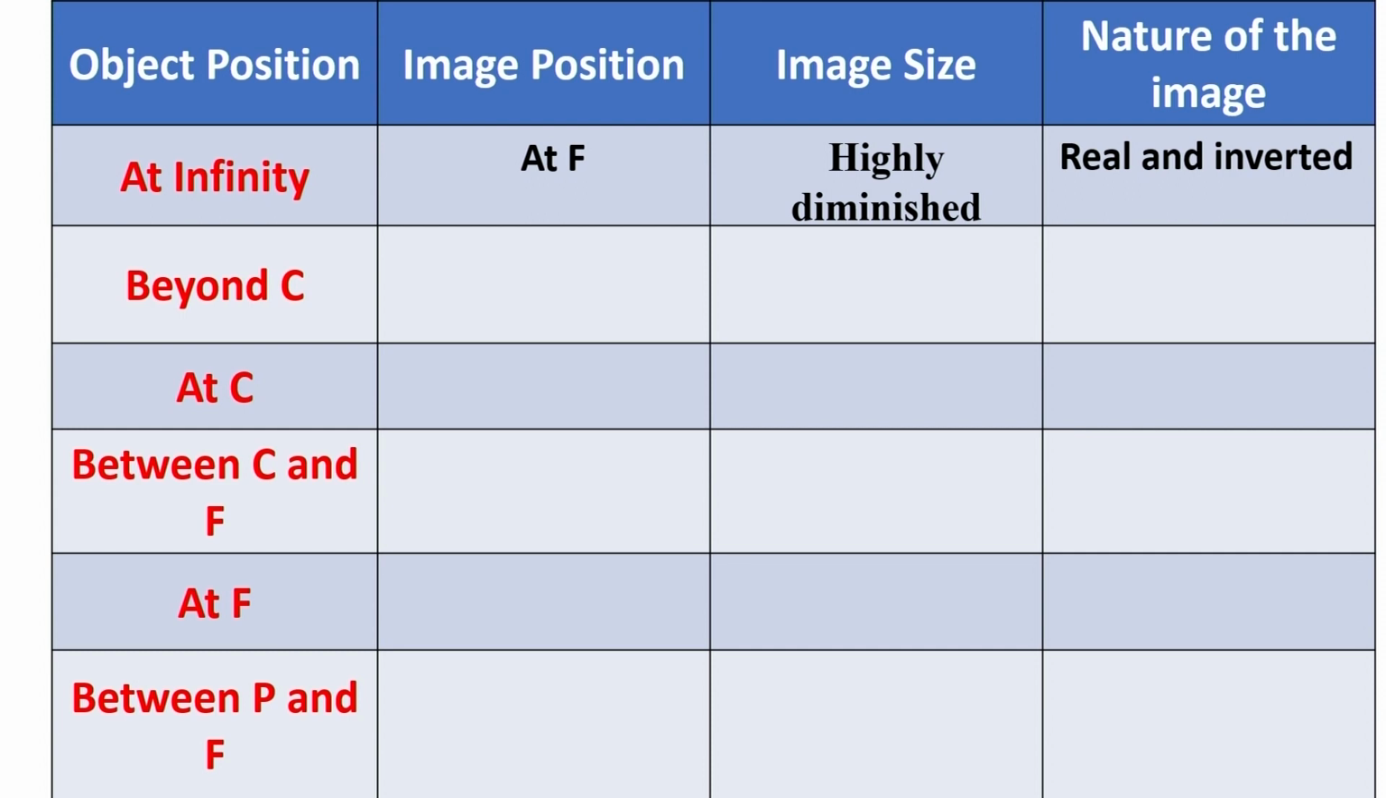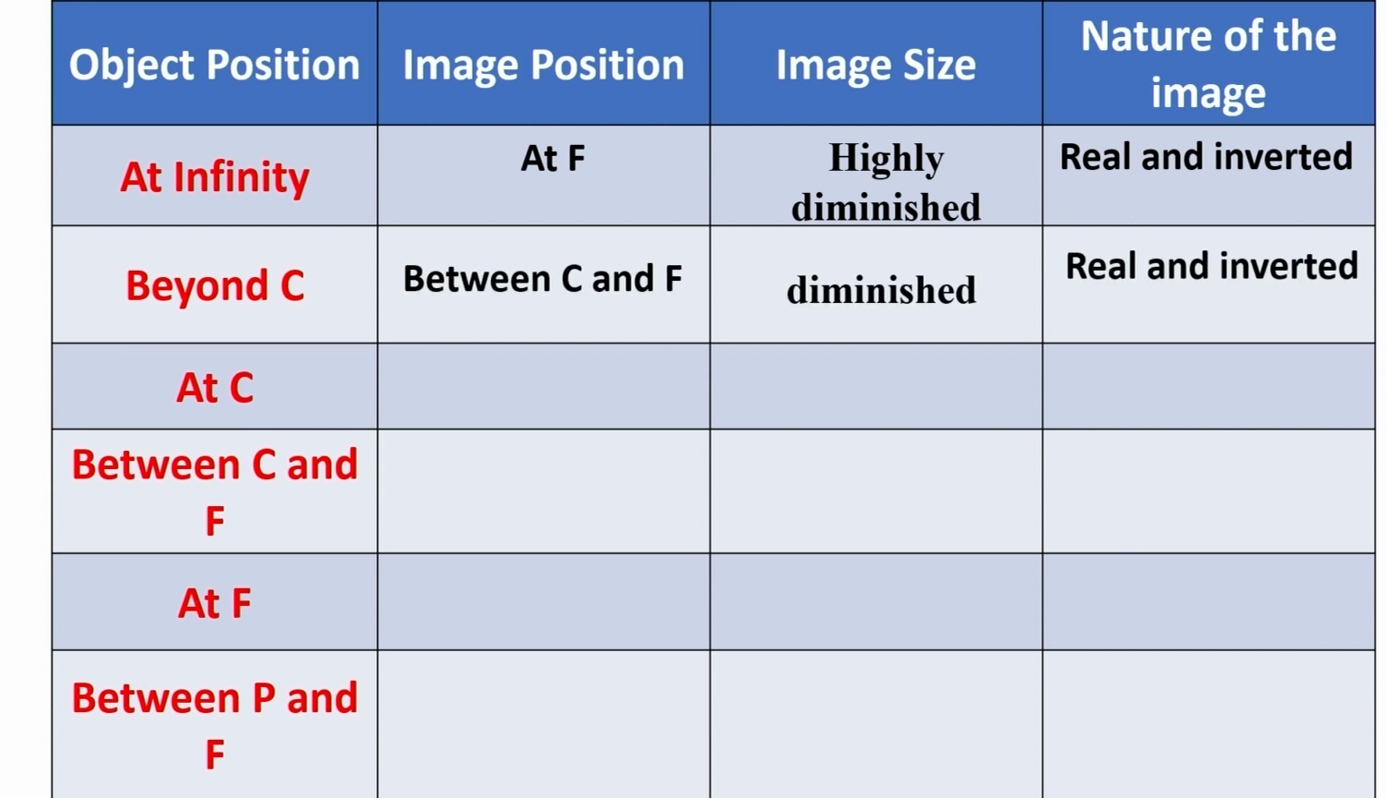Can you recall all these three important things when the object is placed beyond C? Yes, you can recall easily. The position of the image is between C and F, then image size is diminished and nature of the image is real and inverted. Then what happened when the object is placed at C? Yes, the image position also is at C. Then what is the size? It is the same as the object size. Then what is the nature of the image? Here also a real and inverted image is going to be formed.